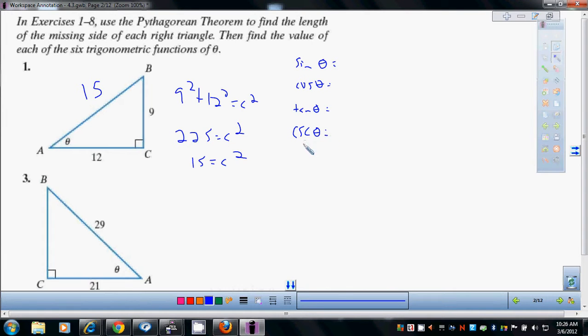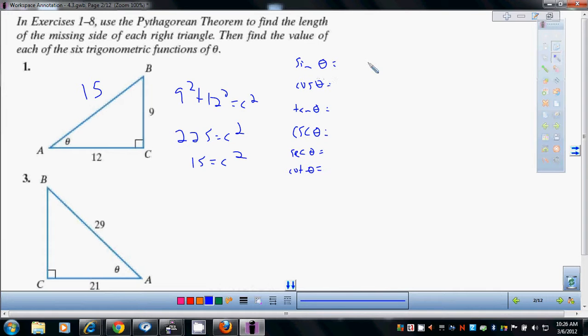Cosecant, secant, and cotangent. Yeah, you could do it like that.